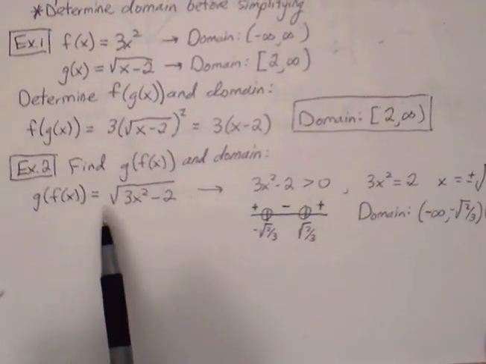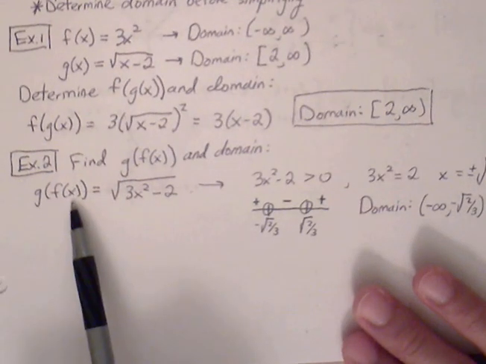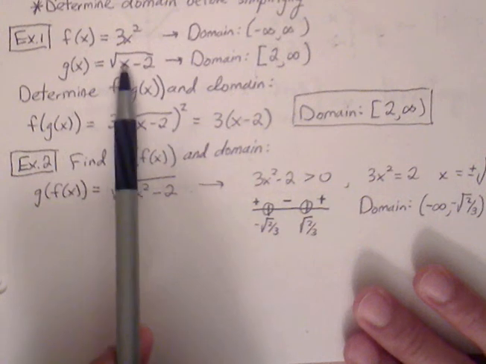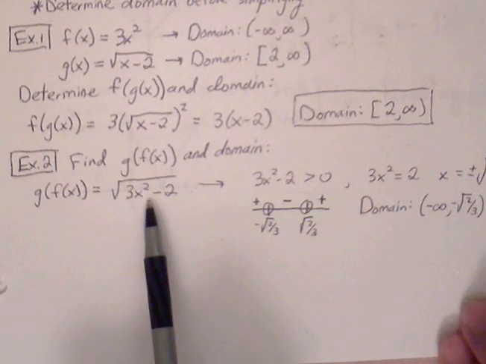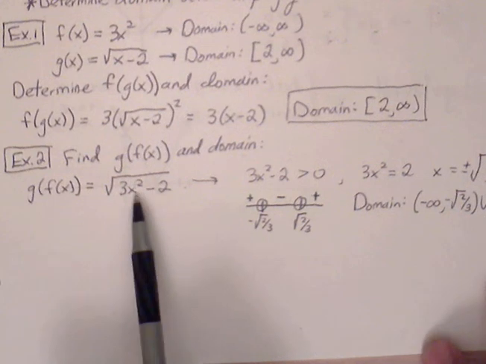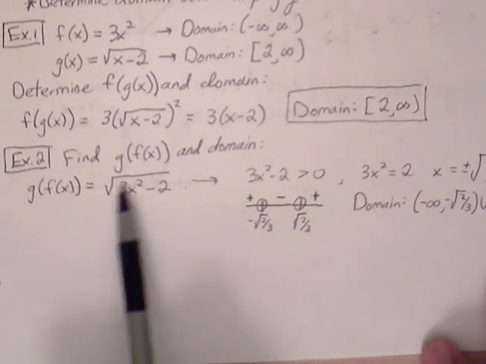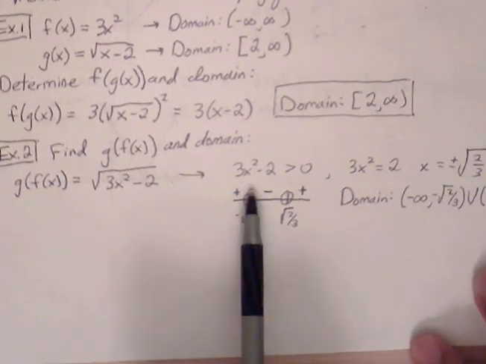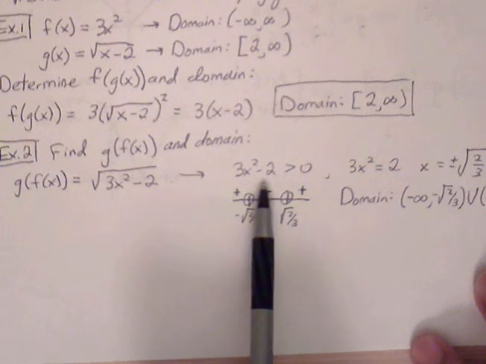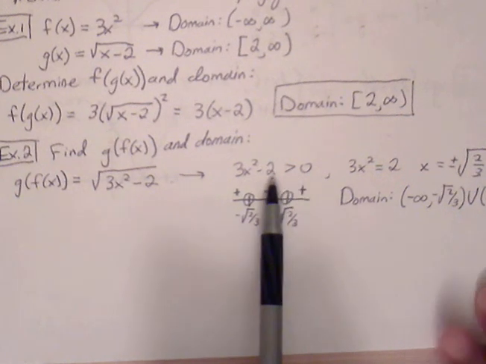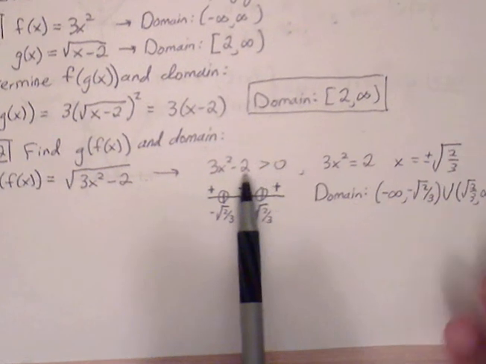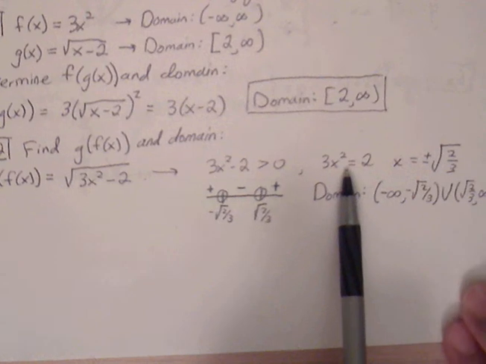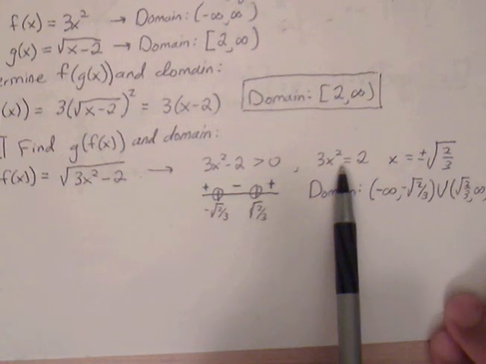Okay, example 2, find g of f of x and then find the domain. So g of f of x, we're going to plug f of x, being 3x squared, in for the x of the g of x. So root 3x squared minus 2. So then to find the domain, we know that this expression cannot be less than 0. This expression has to be greater than 0. So we know we're looking for where 3x squared minus 2 is greater than 0. So just like how we handled inequalities, we're going to set up an equation, solve for x, set up the sign line, and then test intervals within the sign line.